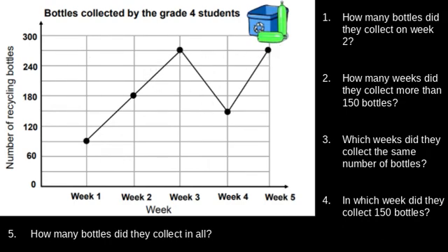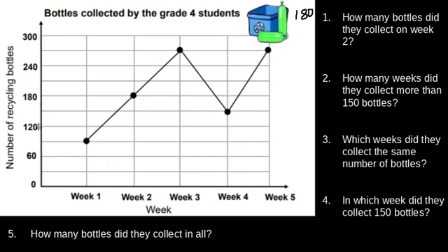Let's see if you can answer these questions based on the data you can find in the line graph. All right, welcome back. How many bottles were collected in week 2? Where do we have week 2? Week 2 right here, you just trace it here. 180 bottles for week 2. So let's put 180 here for week 2.